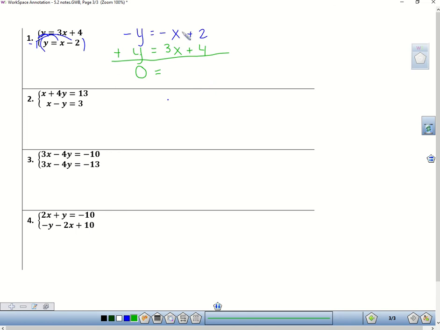Guys, we're doing basic stuff here, come on. What's negative 1 plus 3? 2x. And then this one, guys, 2 plus 4. 6, thank you.